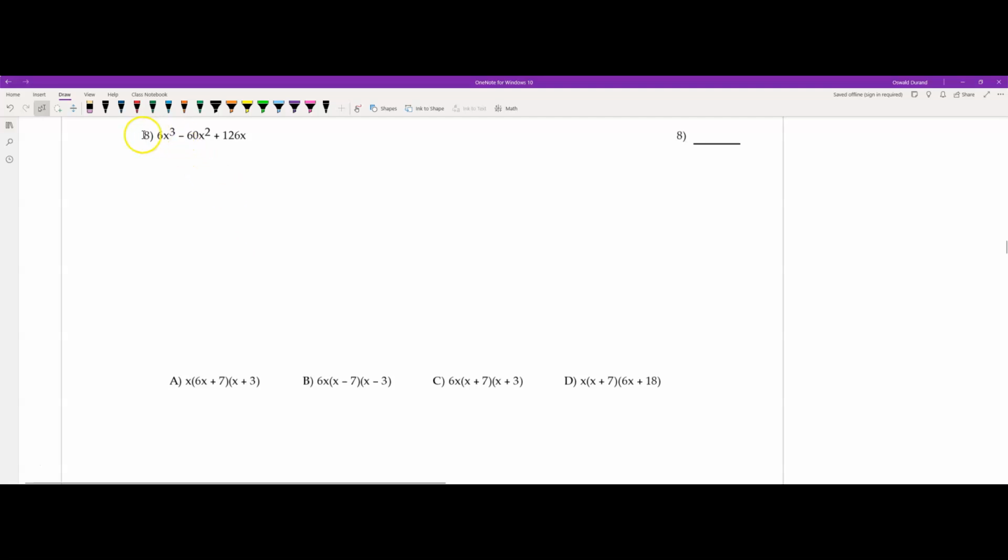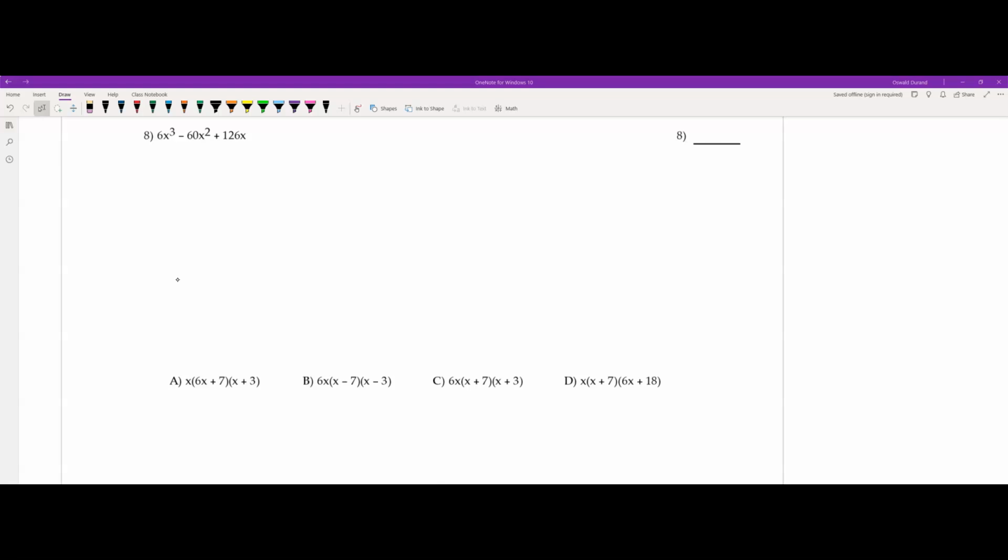And I want to get to probably something like this. All right, so let's do this. Here we have a polynomial, but it doesn't look like a quadratic in quadratic form. So it seems like we have to do some additional stuff. It seems like we have to look for the greatest common factor first, and then maybe do some additional factoring. So let's look at the greatest common factor.